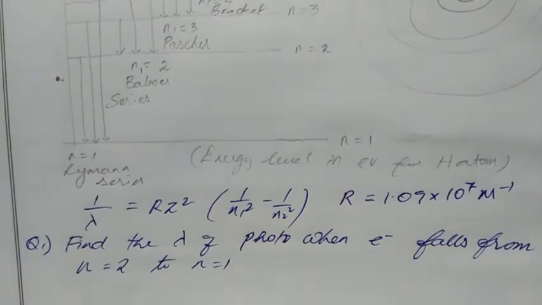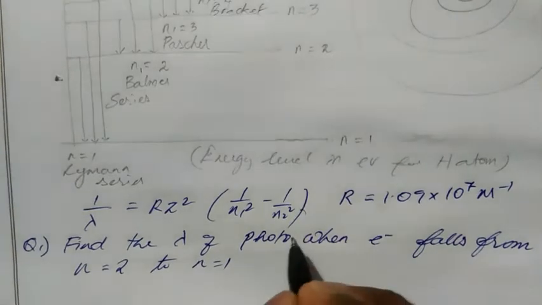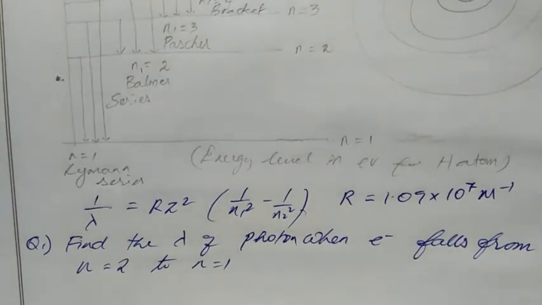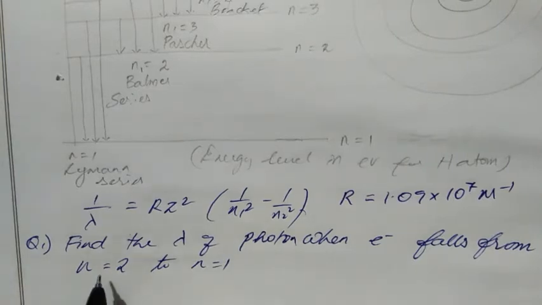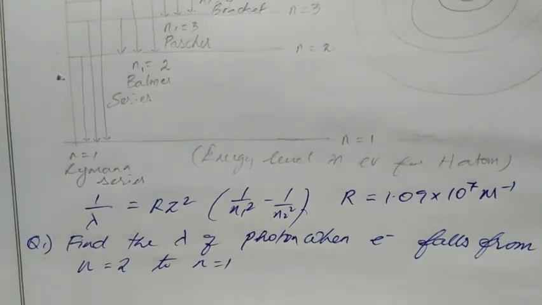From this formula we will solve some numericals. Find the wavelength of the photon when an electron falls from the second orbital to the first orbital. So what is the formula? 1 by lambda equals R Z square, 1 by n1 square minus 1 by n2 square, where R equals 1.09 into 10⁻⁷ meter inverse. We know the n2 value and the n1 value. The electron moves from second to first.